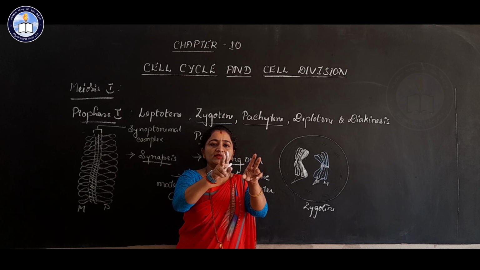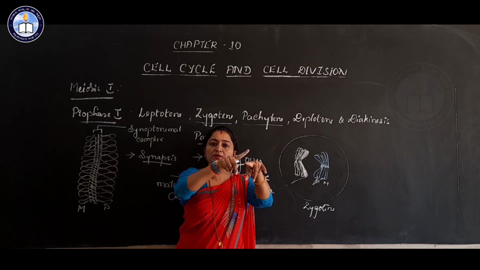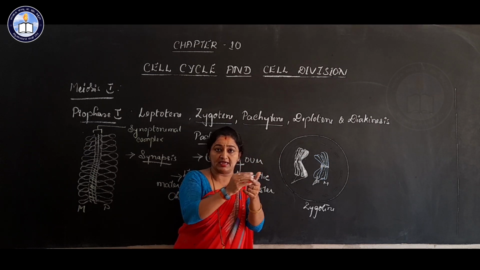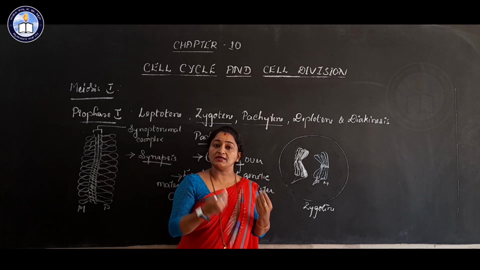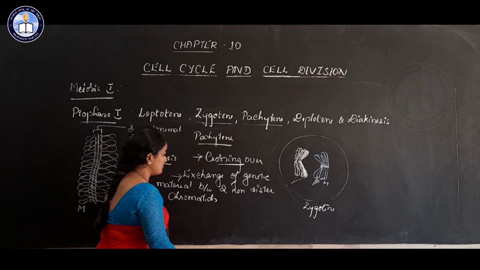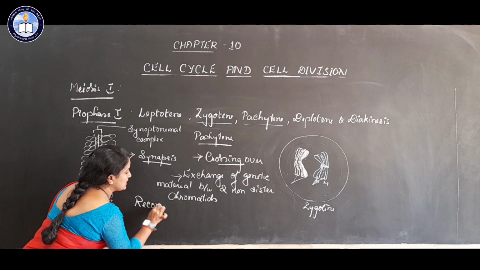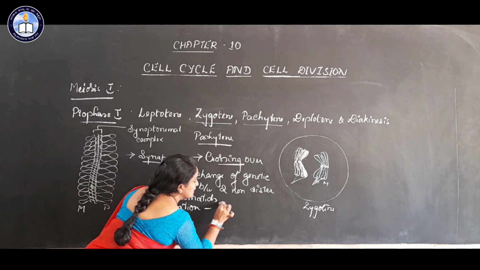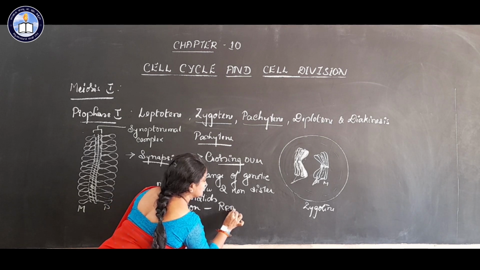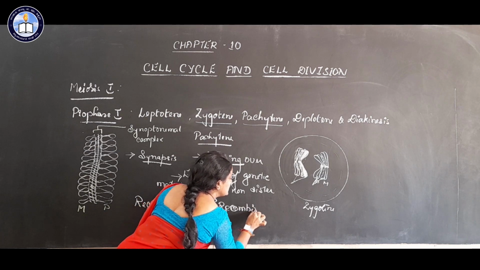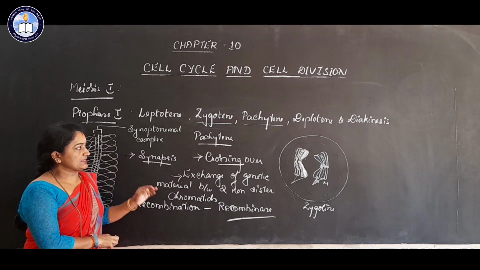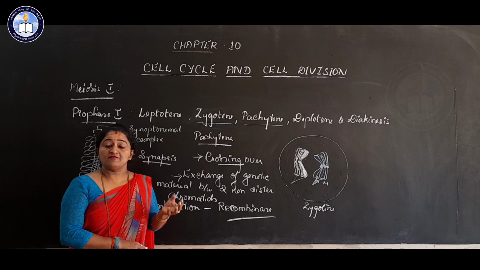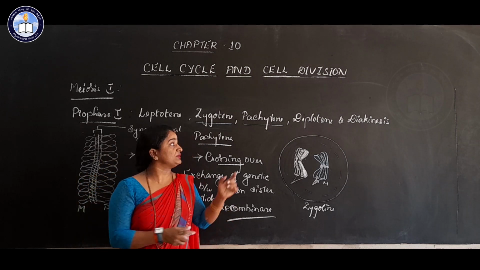Okay, when two chromatids come one over the other, at this particular point gene exchange takes place. From this chromosome to this one, and from this one to this, genetic exchange takes place, and that process leads to recombination of genes. This recombination is with the help of an enzyme called recombinase. In the pachytene stage, the paired chromosomes, the homologous pair, can be easily observed, clearly visible.